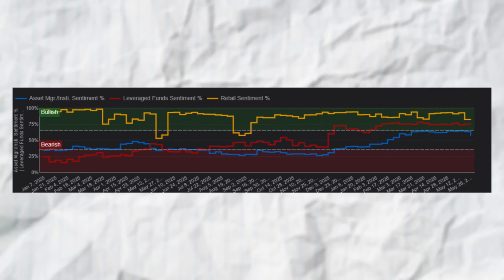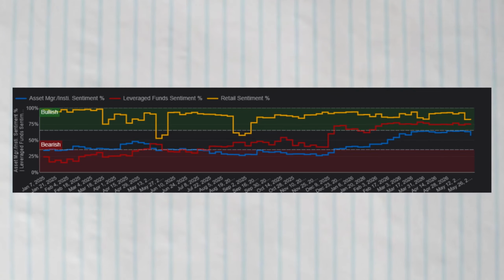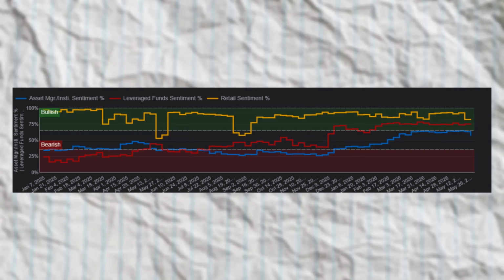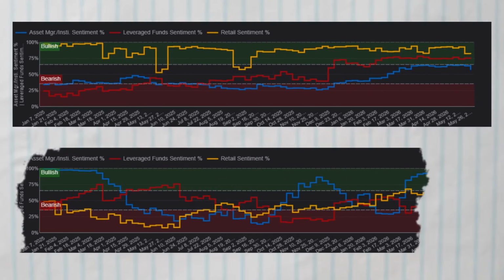Take a look at this graph. This is the COT report for Australian dollars since January 2025, and it's showing one direction across all commercial traders on the TFF report. Now take a look at this other graph.